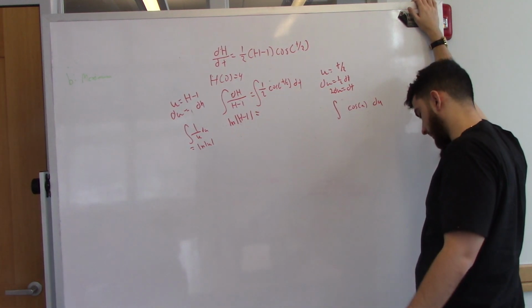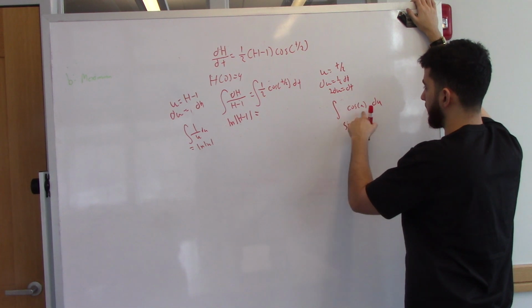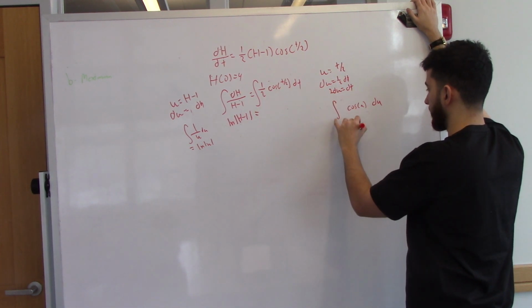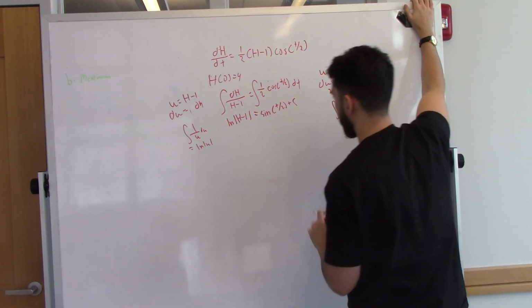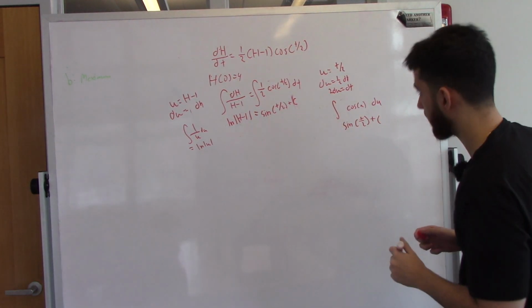What's the integral of cosine? Sine. So we get sine of u. U is 1/2 t, or t over 2, whatever you prefer, plus c. All right, it's a wonky c.